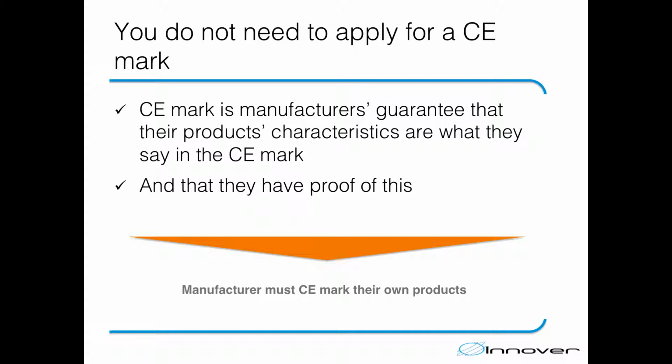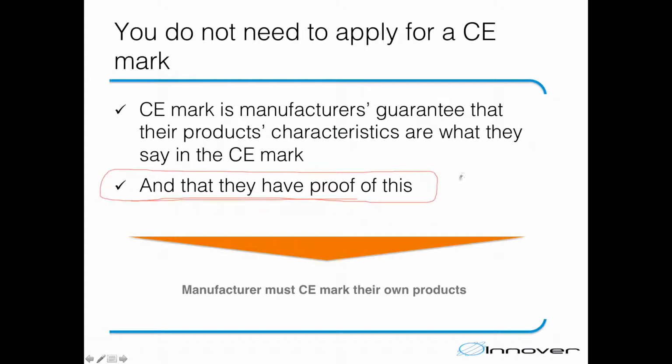And the first thing here, I would like to just say that the CE marking is just a manufacturer's guarantee that their product characteristics are what they say in the CE marking. And so you don't have to apply for a CE mark. You don't apply from any government agency or non-profit. You just affix the CE marking to your product once you determine and think that your product's characteristics have been determined in the appropriate way. And the important thing is that they have proof of this. So they have proof that their product's characteristics are what they say they are.